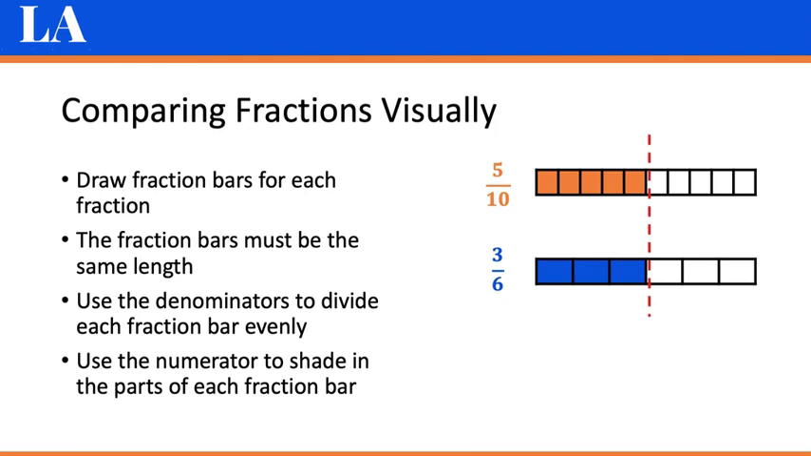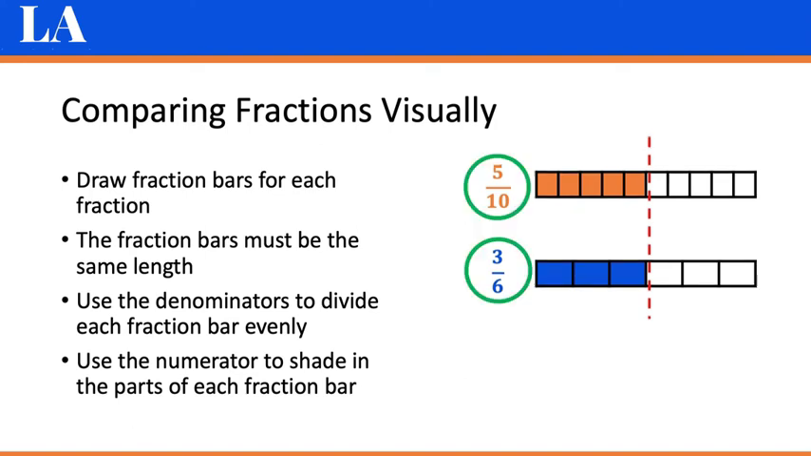Then we're going to draw a line. And then we see that the red line shows equal in both parts. So 5/10 and 3/6 are equal. Neither fraction is greater than the other.